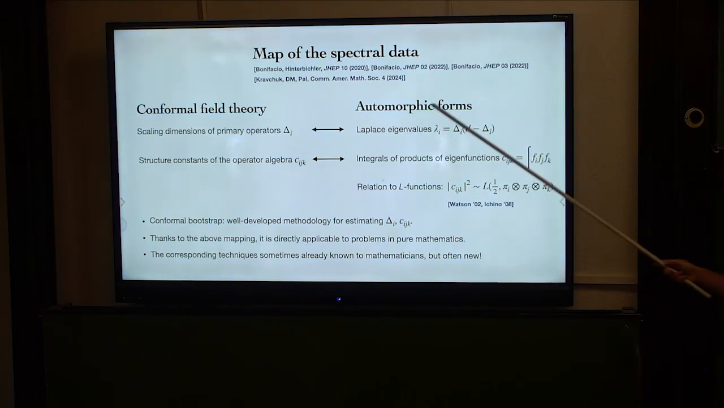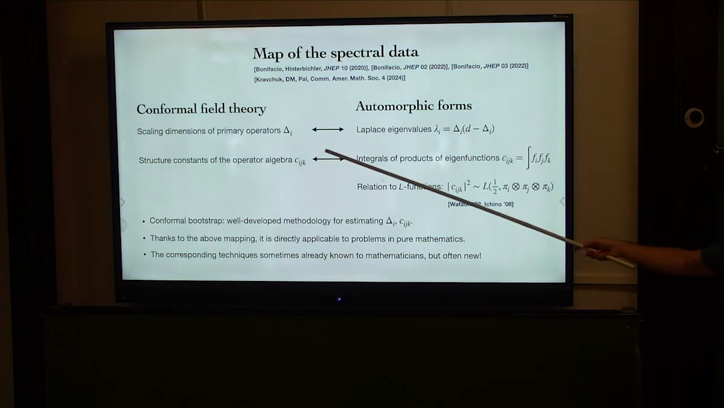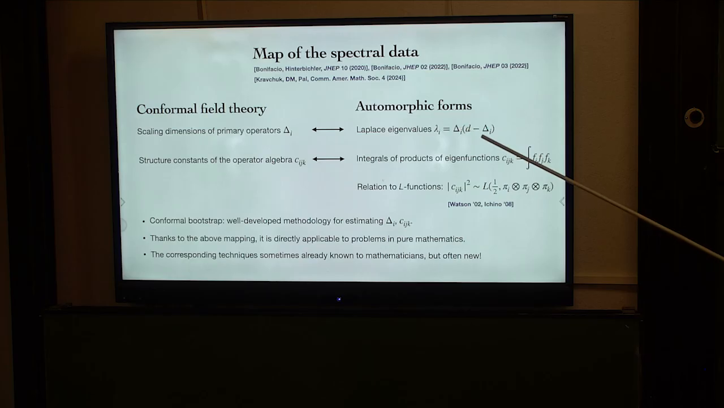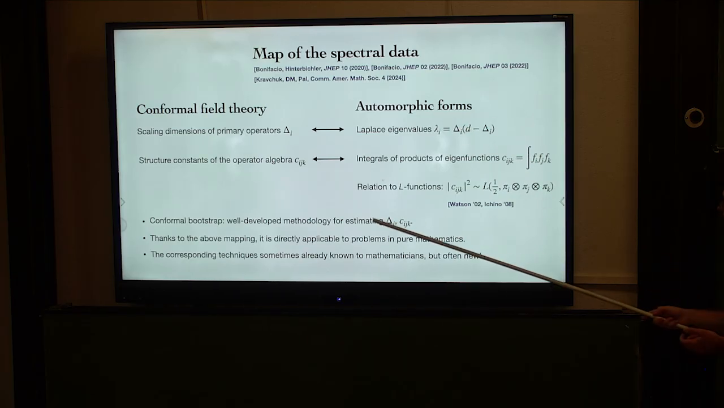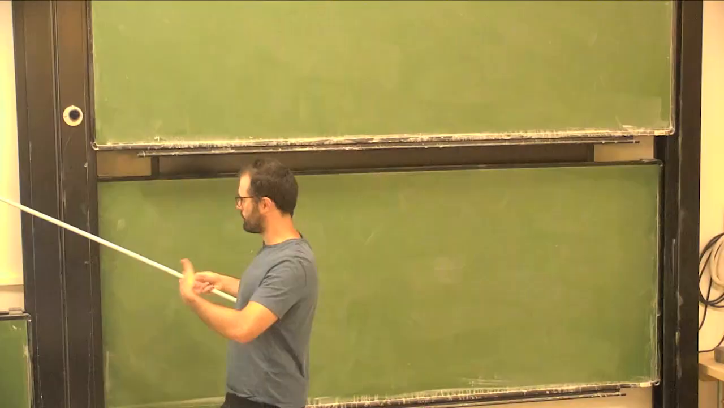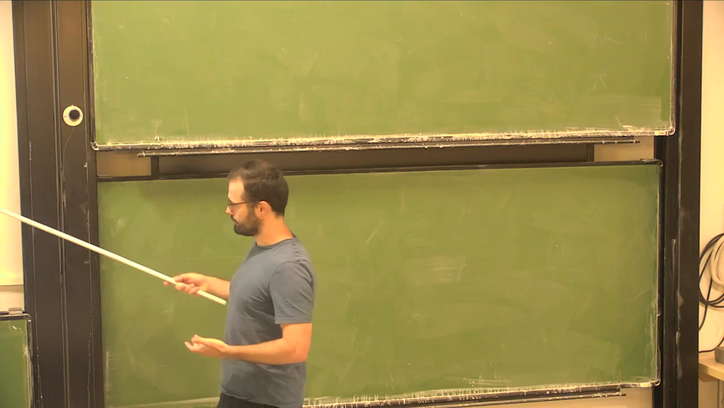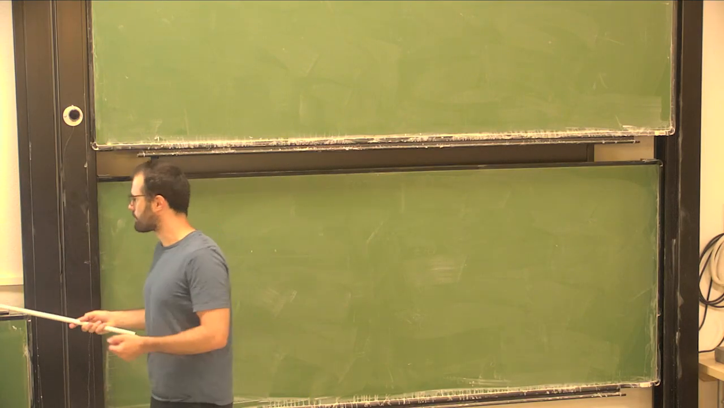And on the side of automorphic forms, as I'll explain, the scaling exponents map to Laplace eigenvalues, also a natural notion of a spectrum, basically of the Laplace operator. And the structure constants map to integrals of the product of eigenfunctions. You multiply the eigenfunctions together and integrate over the manifold, and you get some C_ijk.